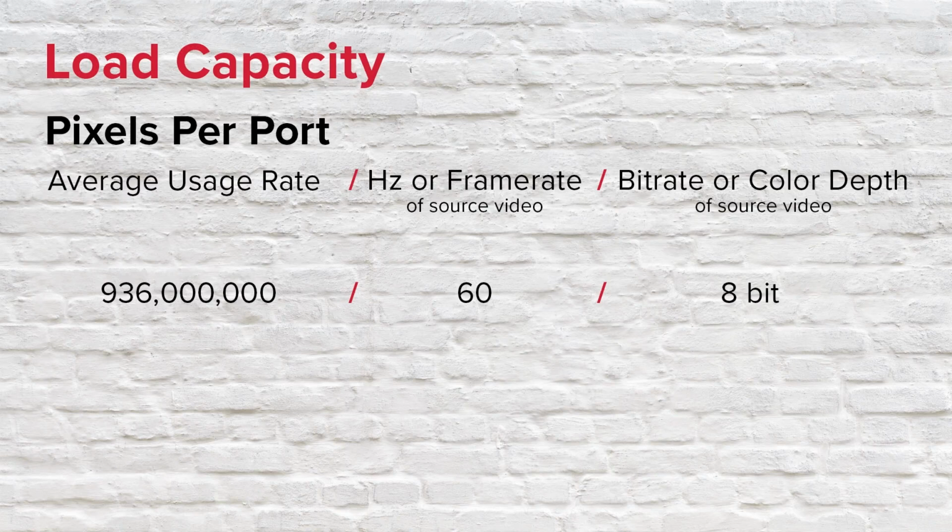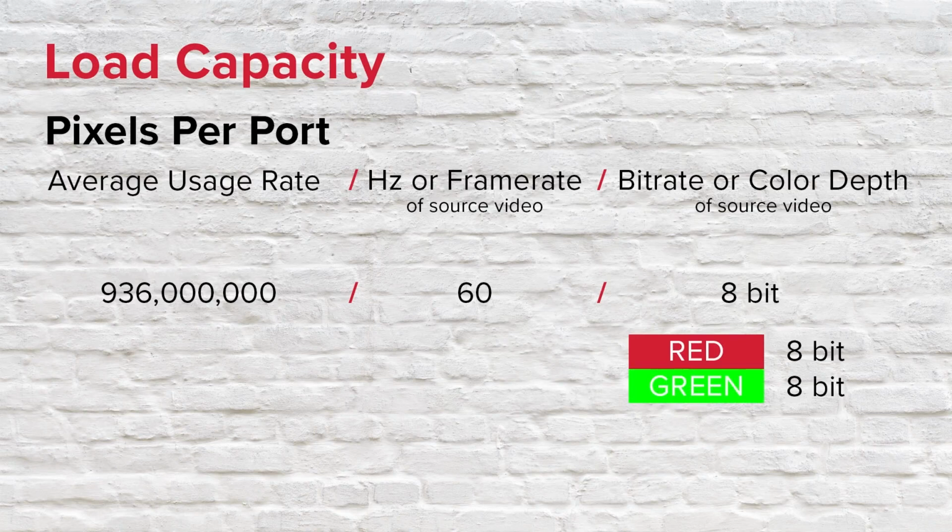So 8-bit video means there's 8 bits assigned to the color red, 8 bits assigned to the color green, and 8 bits assigned to the color blue, right? That means that for that third number, you have to take 8 plus 8 plus 8, your bit count for each color. Bit count for red, bit count for green, bit count for blue. And you put that in.